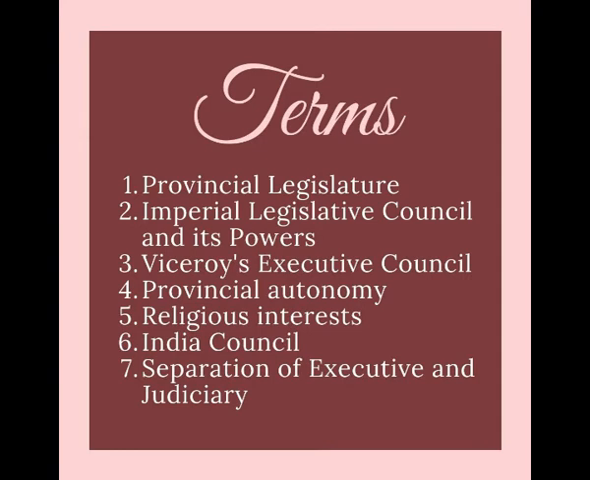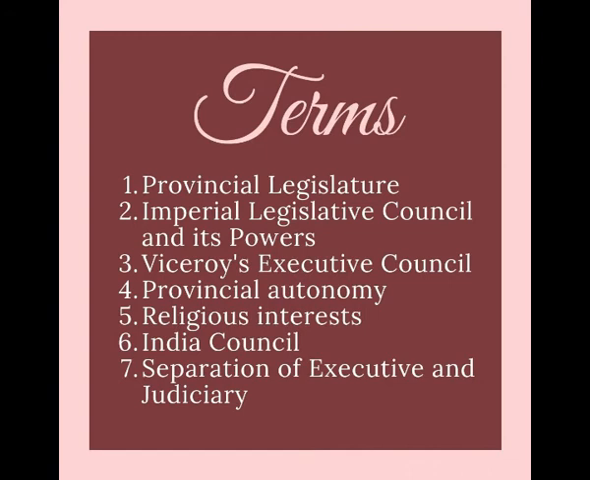Okay, so these were the 8 demands: reforms in provincial legislatures, imperial legislatures, power of the Imperial Legislative Council, Viceroy's Executive Council, the India Council, separation of judiciary and executive, the safeguarding of the religious interest, and the autonomy of provinces. Even if you've understood just a gist of it, it's okay, because that is more than enough to understand the drawbacks and the impact.